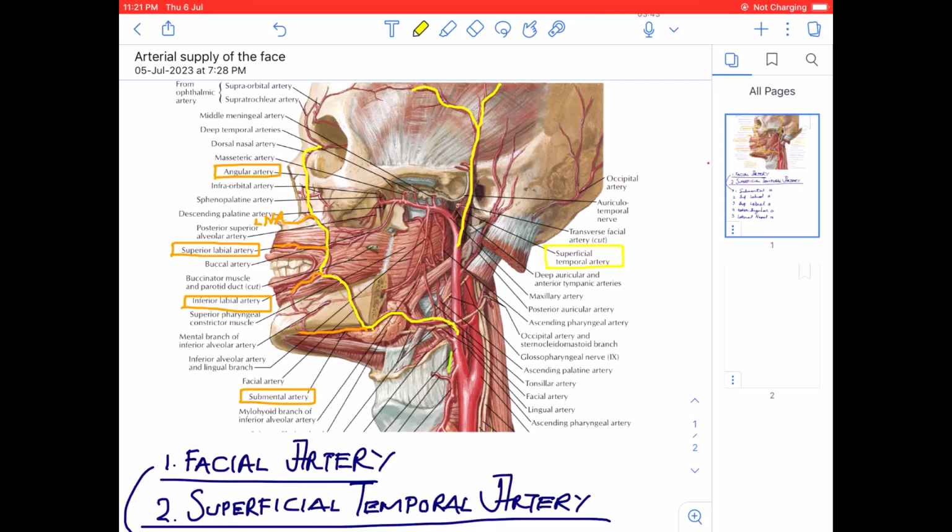The transverse facial artery is a branch of the superficial temporal artery. It arises within the parotid gland. It runs forward across the cheek, just above the parotid duct.